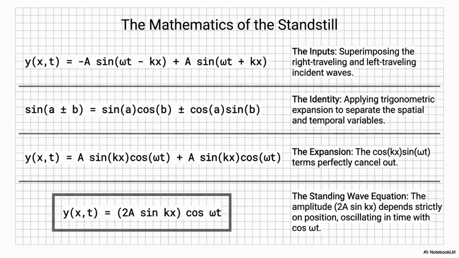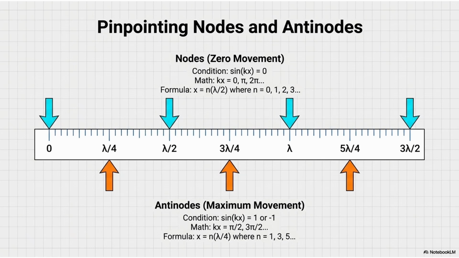Okay, moving to slide 7. How do we pinpoint these spots? Well, the math tells us. Nodes happen when sine of kx equals 0. If you work that out, it means nodes occur at distances of n times lambda over 2. So every half wavelength. Yep, and antinodes happen at the extremes, where the sine function hits 1 or negative 1. That occurs at n times lambda over 4, but only for odd values of n.